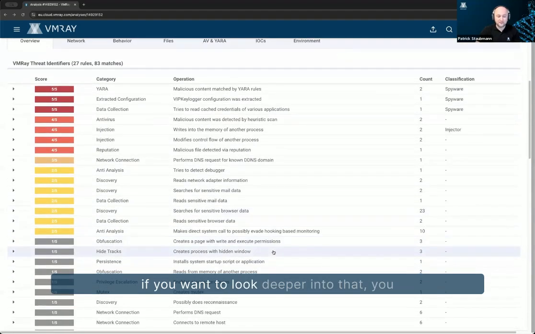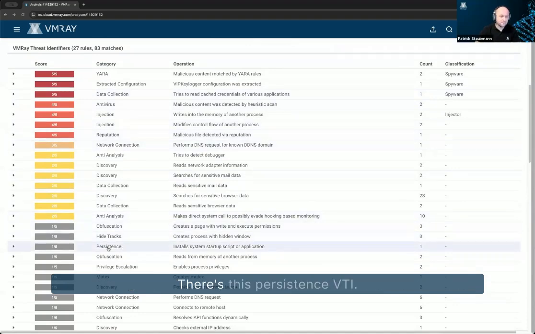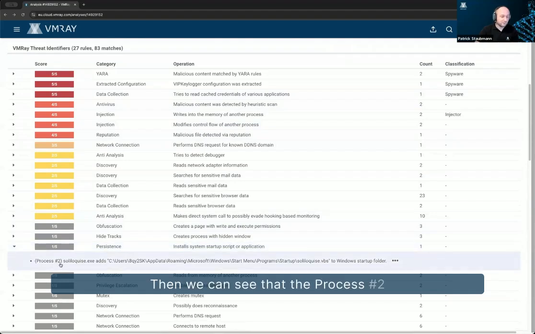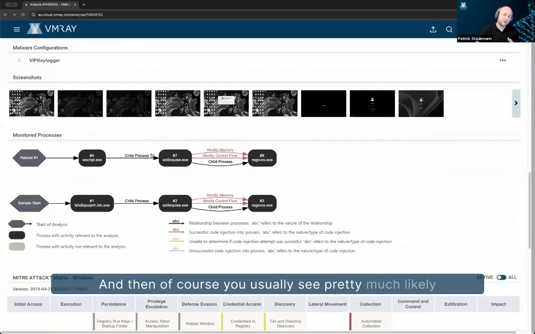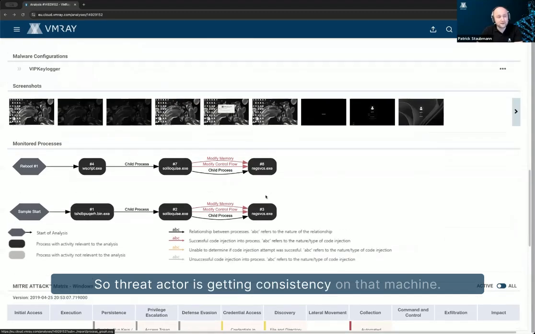If you want to look deeper into that, you can go to this VTI section, the persistence VTI. Then we can see that process number 2 attempted to add something that seems to be a Visual Basic script to the Windows startup folder, meaning whenever the system gets rebooted, this script is going to be executed. So the threat actor is getting persistence on that machine.